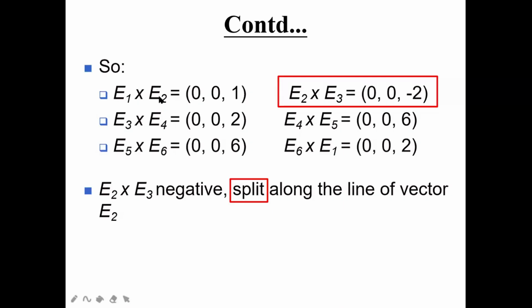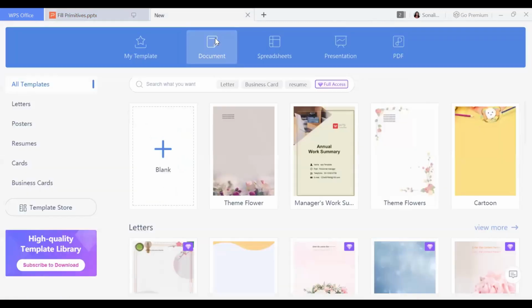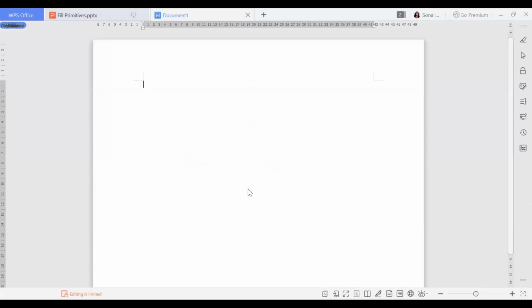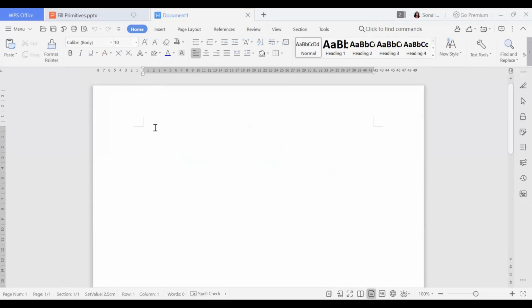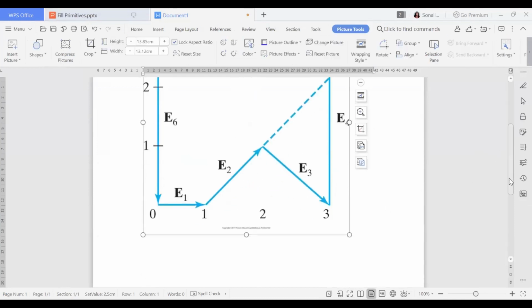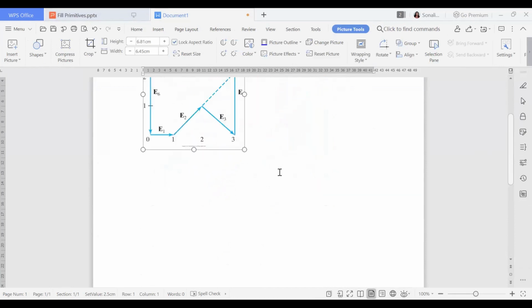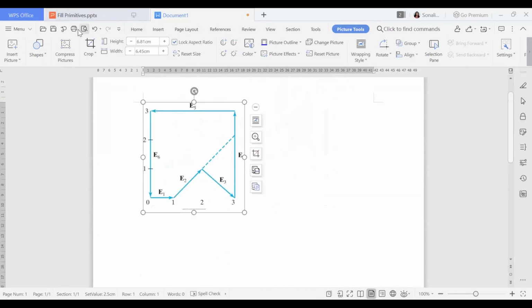So now I'm going to explain how you do these cross products and how we are going to split it. For this, let me open one Word file. I'll copy this image so that I can do it properly. So I have opened it. Okay, so this is my diagram. I'm going to explain in detail how you are going to do it. Fine, so this is our question.